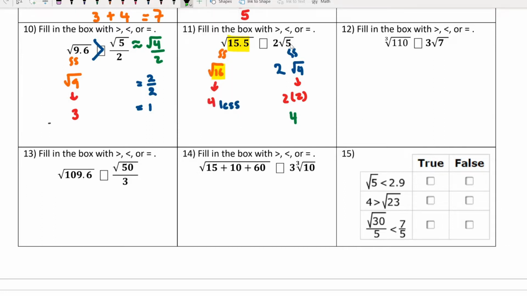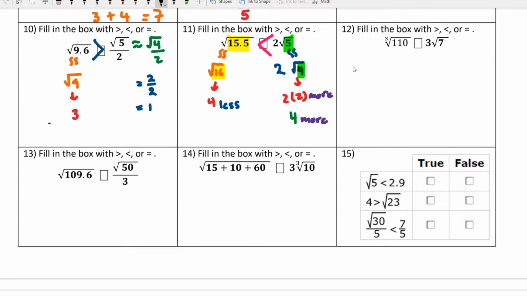Same strategy applies here. 5 is bigger than 4, so even though you rounded to 2, the actual value is more than 2. You rounded down to the nearest perfect square number, so the actual value is more. When you multiply by 2, that will give you more than 4. So one is 4 less, one is 4 more. So you can draw the inequality sign that eats the bigger guy. Alright, number 12.